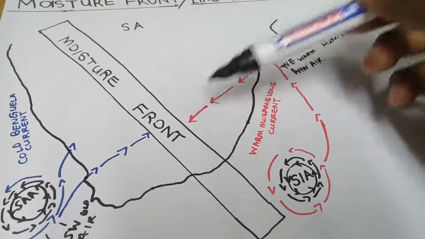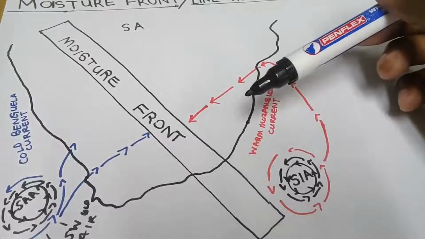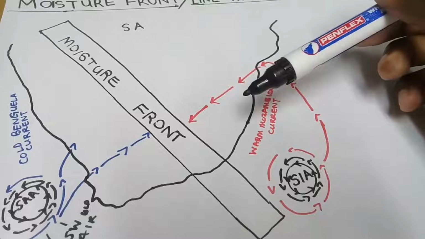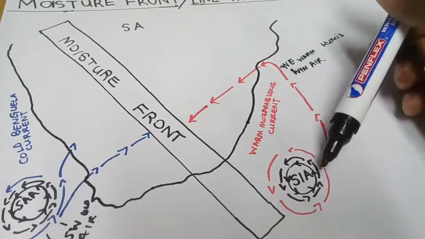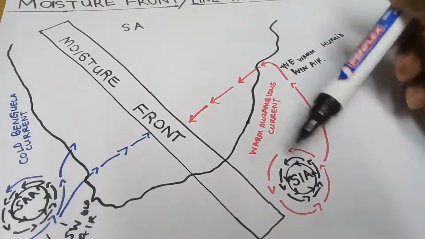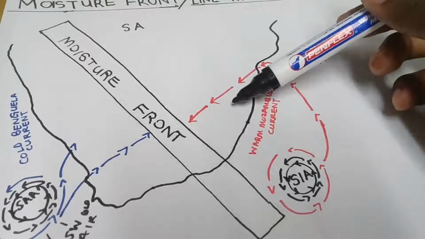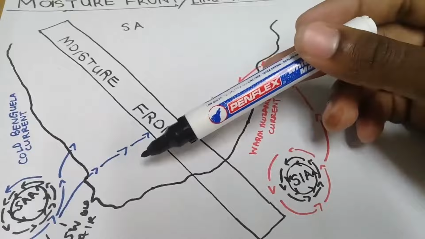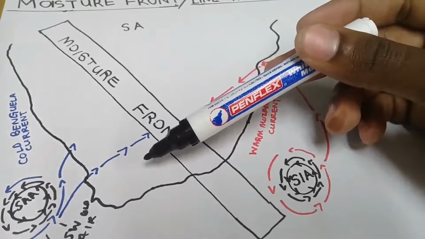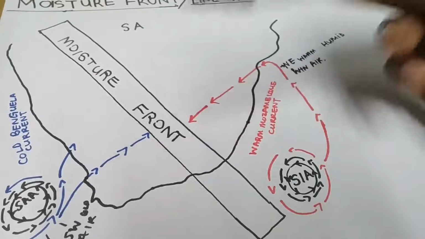The warm air from the warm Mozambique current is less dense, and it has much humidity, more moisture, as it's from the ocean. You know, the ocean has a lot of water, a lot of humid air, and so on. So when this warm air from the Mozambique current meets the southwestern cold air from the cold Benguela current, it's going to form a front.